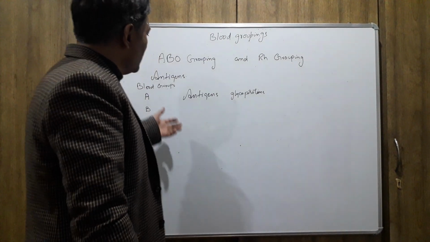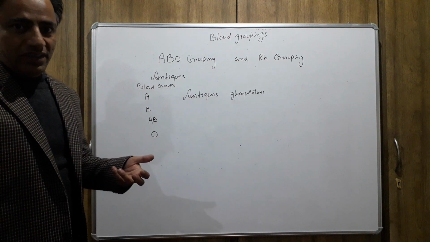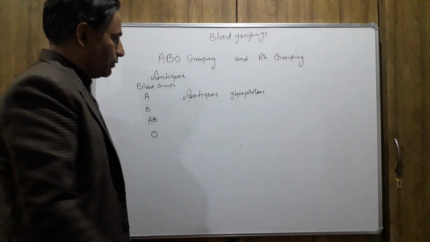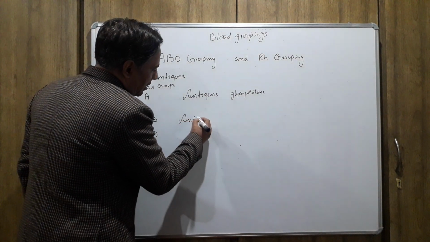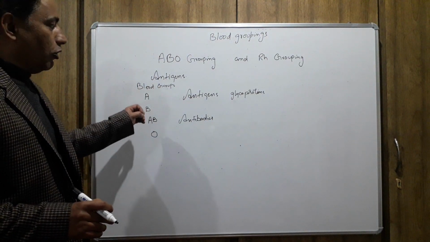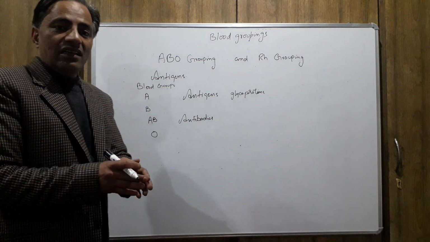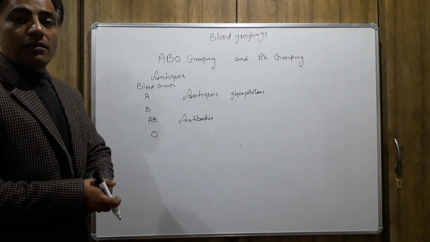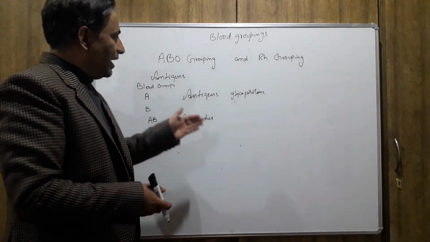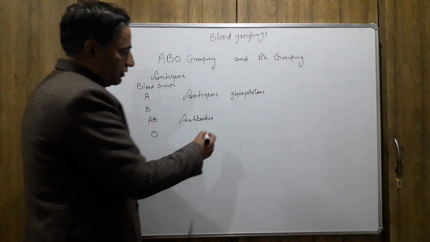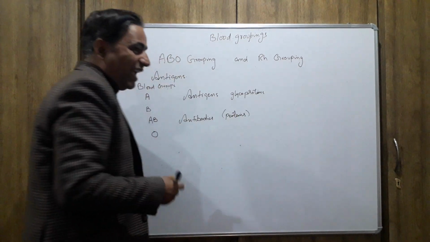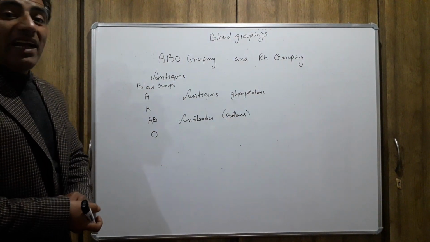Okay, so the antigens have antibodies, and those antibodies remain within the plasma. That means each type of antigen has a certain type of antibody in the plasma. These antibodies are actually proteins which act against a specific type of antigen.